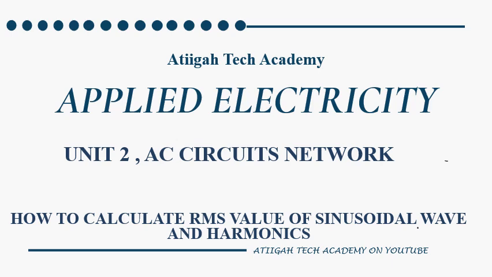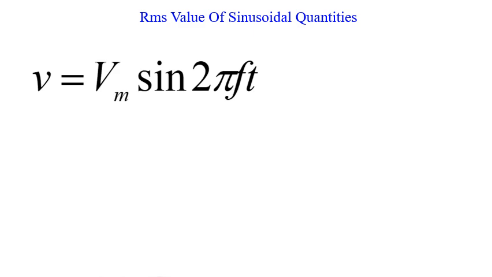Today we'll be looking at how to calculate RMS value for sinusoidal waveforms and harmonics. When we are given a sine equation like this, how do we calculate the RMS value? We simply take the maximum value, this value that I've circled, the Vm, and divide it by root 2. That is how we calculate the RMS value.